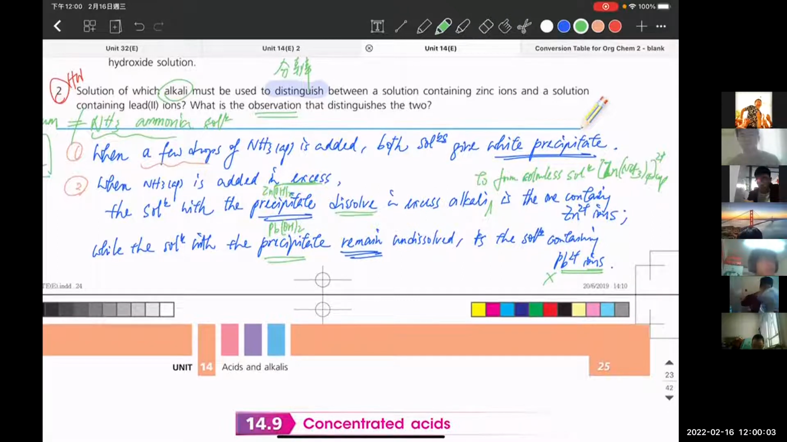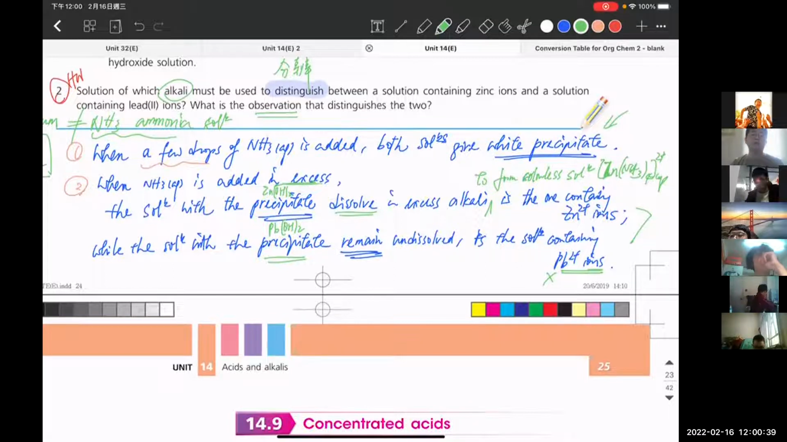Any questions? So the word distinguish. The word distinguish means that the test will help you make the difference, right? So remember, if you want to know which is which, it means that the observation will be different. So you are looking for a test in which the observation is different. For the first one, it's not enough. For the first statement, if I have an aqueous ammonia solution, I just add a few drops, the observation is just the same.